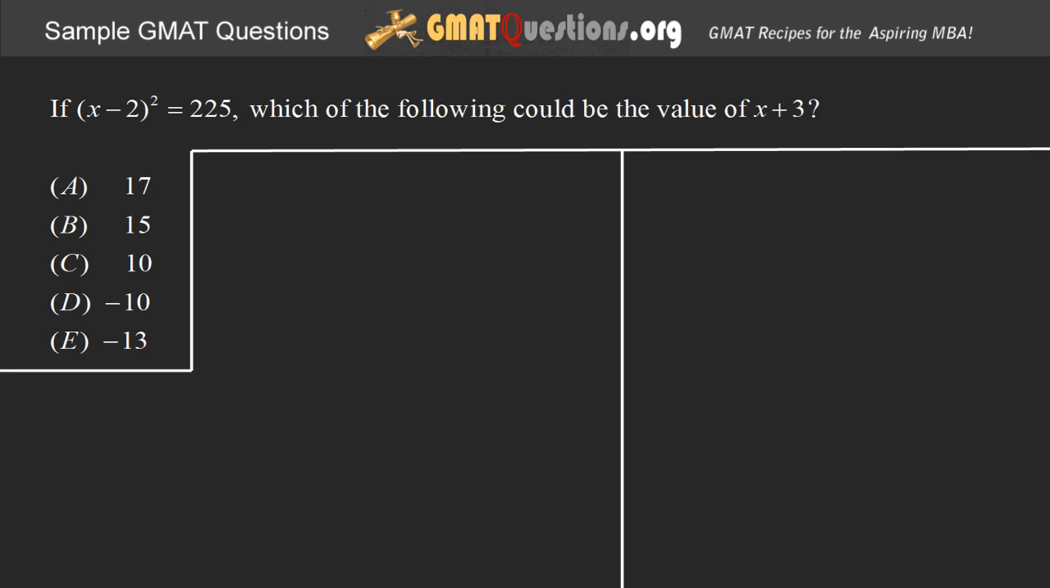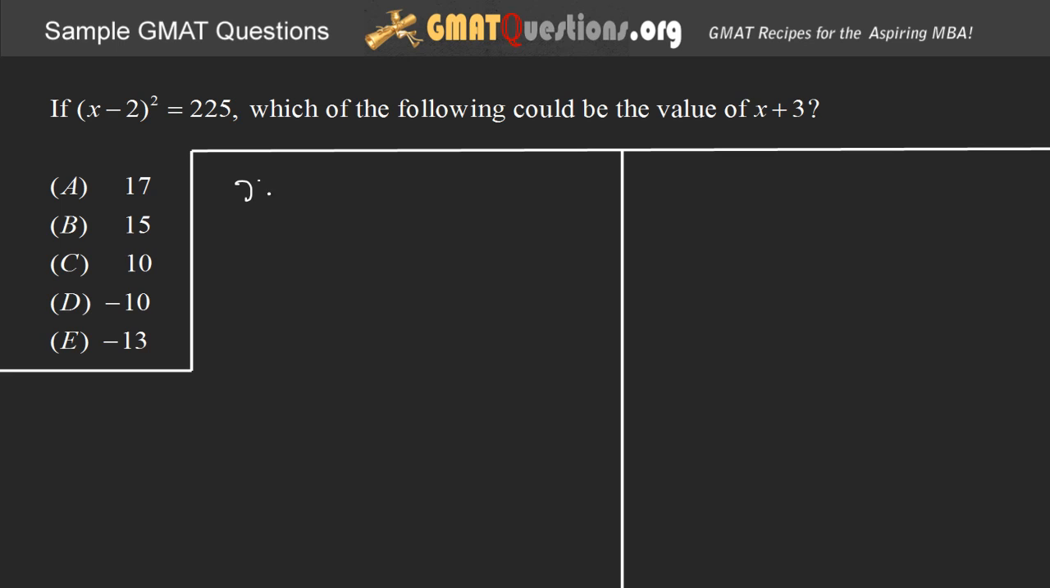Let's read the question. If (x minus 2) squared equals 225, which of the following could be the value of x plus 3? Okay, x plus 3, not x. Don't make the mistake of finding x. We need to add 3 to x to find the correct answer.